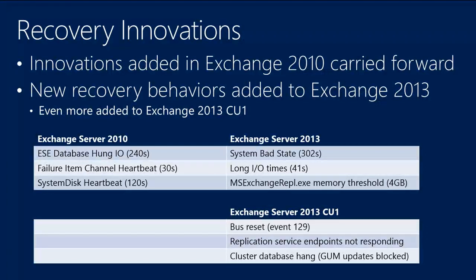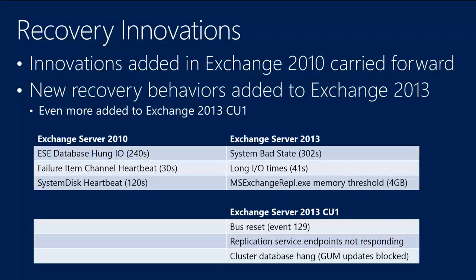In CU1, we also added other behaviors. So one behavior is the bus reset event. Whenever we see a bus reset happen, that typically means that storage is going to go down and it's going to require an admin to come and push a button to get it back up. So when we see that, as evidenced by event ID 129, we will fire an event into the Crimson channel that tells, once again, Active Manager to recover from that by forcibly rebooting the box.